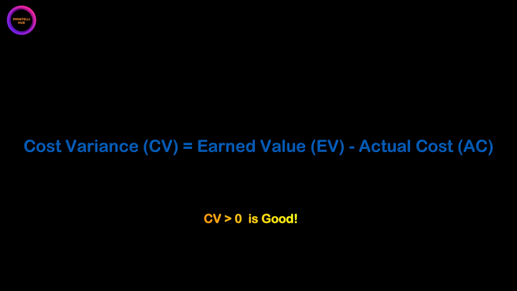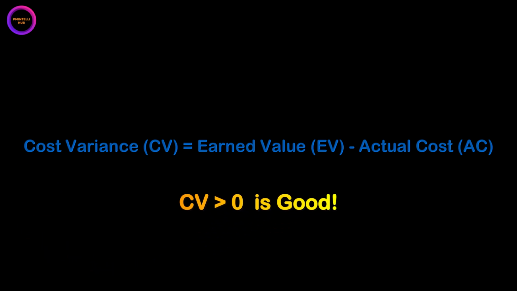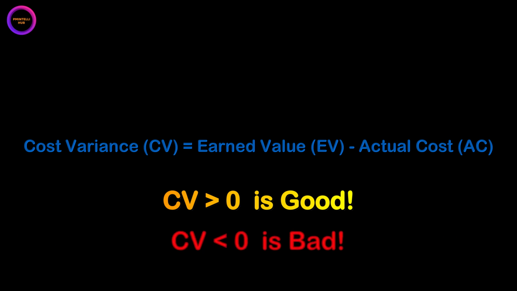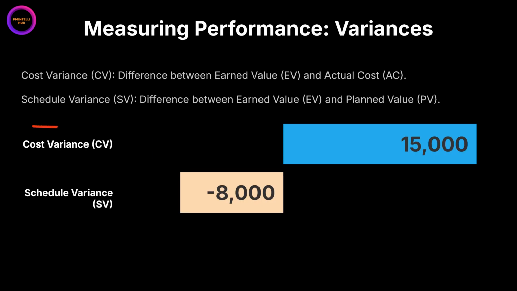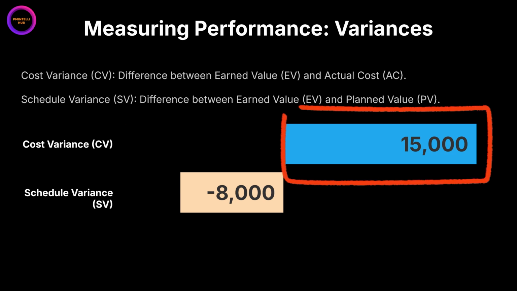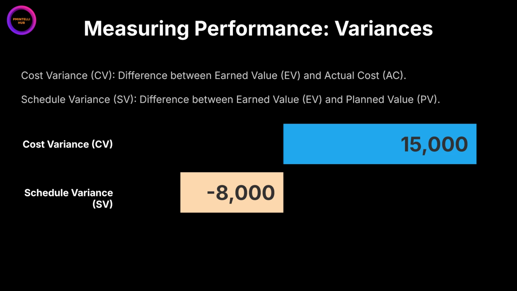A positive CV is good. It means you're under budget. A negative CV is bad. You're over budget. In this example, we have a cost variance of positive $15,000, which means we've earned $15,000 more in value than we've spent. That's great news. Second is schedule variance, or SV.